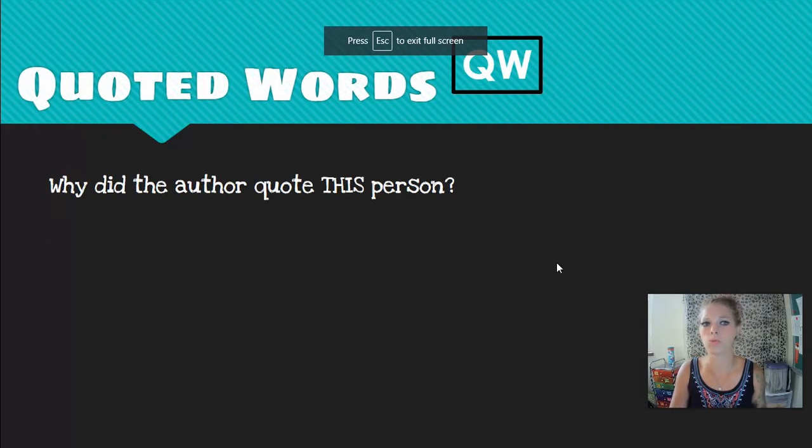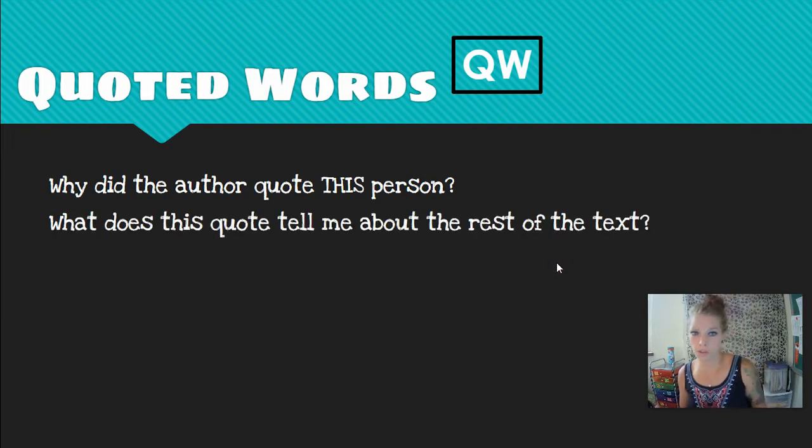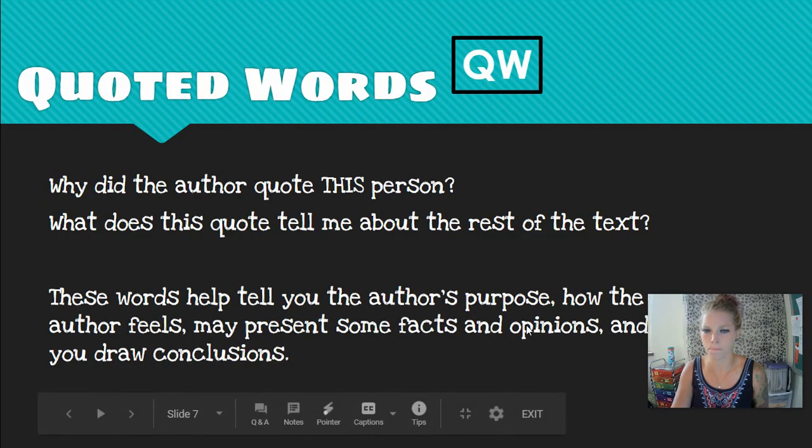And the next one we talked about was quoted words. Why did the author quote this person? So why did Ms. Hoobie quote Michael Jordan? What does the quote tell me about the rest of the text? So if I'm using a quote, it's going to relate to whatever else we are reading. But why? Why does it explain it? Why are we thinking that's important?